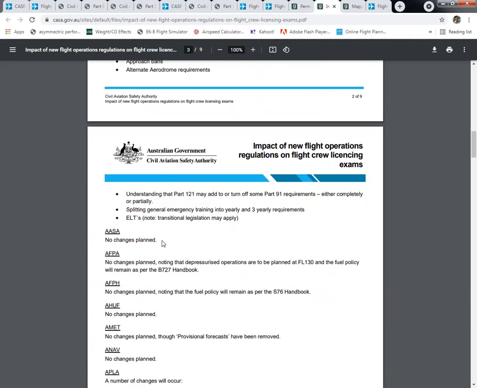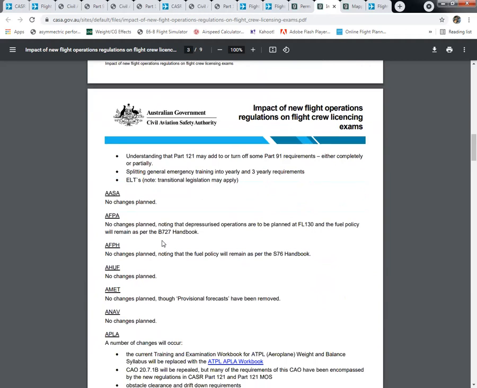Planning as it was, systems as it was, human factors as it was, MET as it was. There's no such thing as provisional forecasts. And maths as it was. But so really it's law and performance and loading.